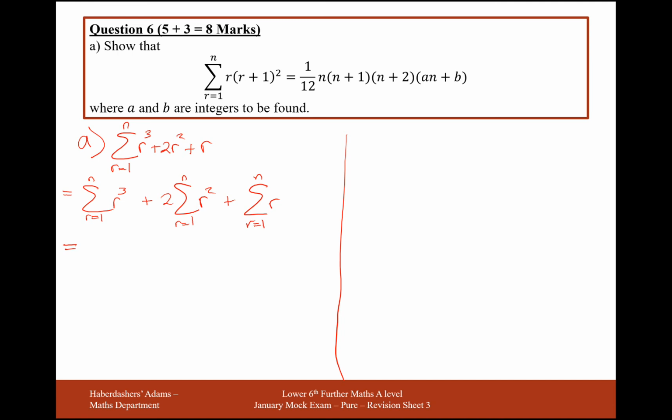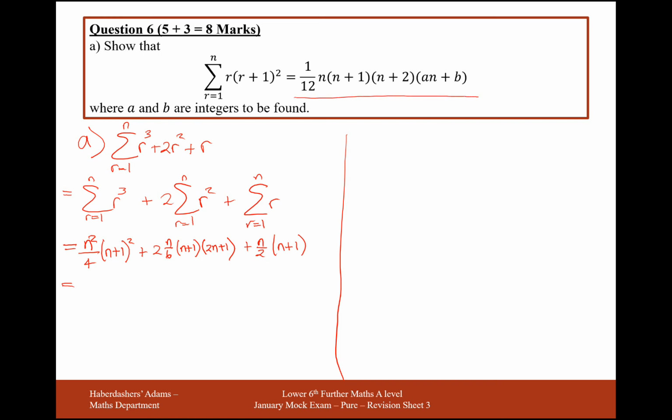So the formula for the sum of r cubed is n squared over 4, n plus 1 squared, add 2, and then the formula for the sum of r squared is n over 6, n plus 1, 2n plus 1. And the formula for the sum of r is n over 2, n plus 1. Okay, so now what we've got to try and do is rearrange it into this sort of formula.